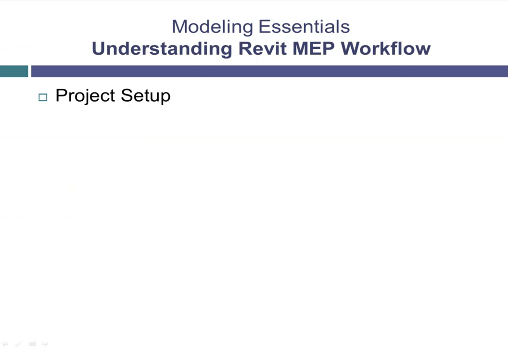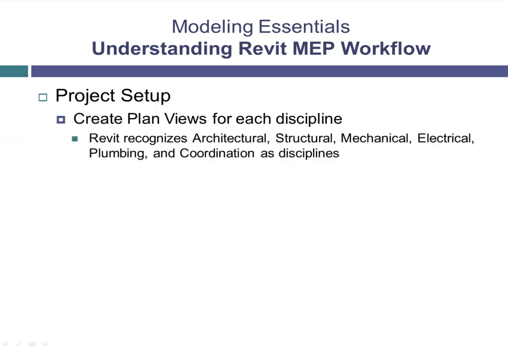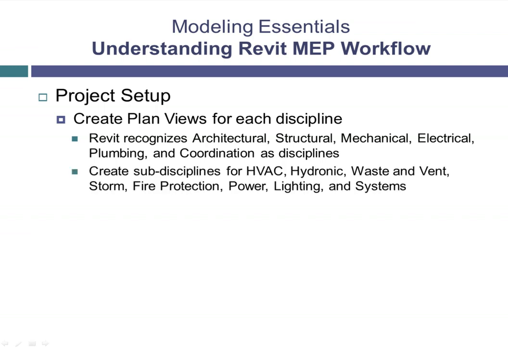Once you know how the project will be set up, you can begin creating views and sheets, as well as adding families to the project. These steps do not have to be completely finished before the team can begin work on the project, though. You will need to create plan views for each discipline as required by the project or your company standards. Revit recognizes architectural, structural, mechanical, electrical, plumbing, and coordination as disciplines. However, you can create subdisciplines under each discipline to create views as needed. For example, you may want to create subdisciplines for HVAC, hydronic, waste and vent, storm, fire protection, power, lighting, and systems.